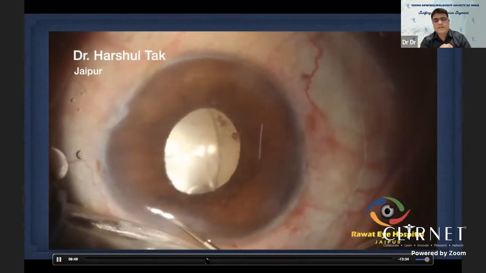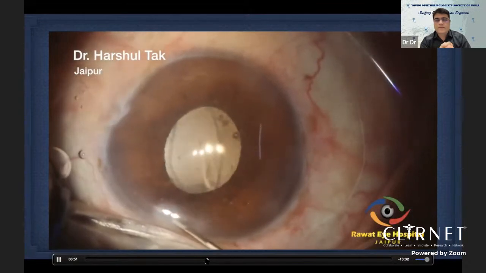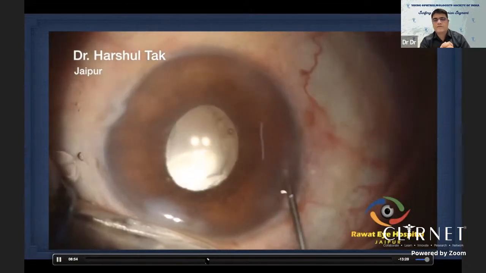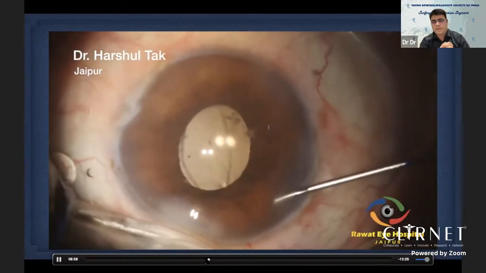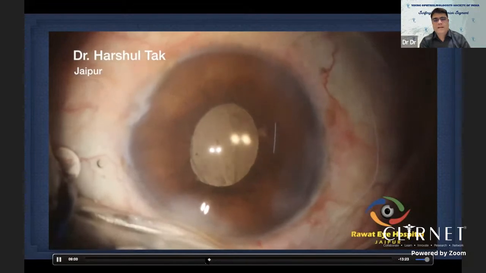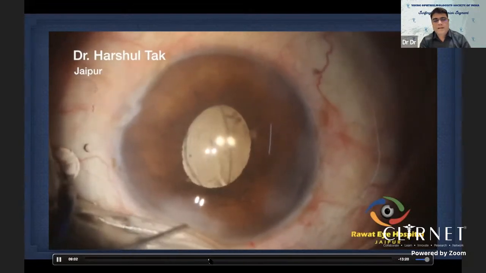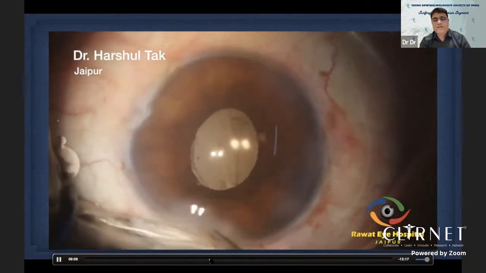And hydrostitch all the incisions. And if your incisions are leaky, you can very well suture them. It's very imperative that you hydrostitch them well. And that finishes the case.